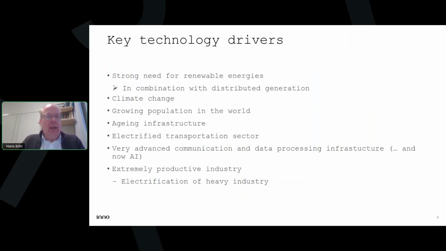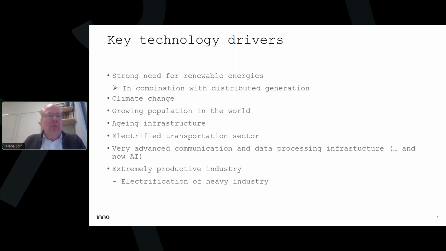So for the smart electrical networks and systems, which quite commonly are also termed smart grids, there are a number of technology drivers, and there is a strong need globally for renewable energies. This is also in practice in combination with distributed generation, even if a lot of renewable energies nowadays are actually very large power plants, fully at the levels of other power plants like nuclear power plants, hydropower plants, and coal power plants, for example.